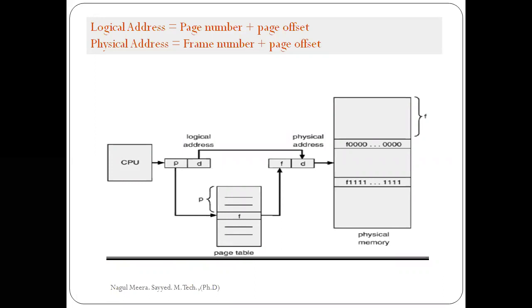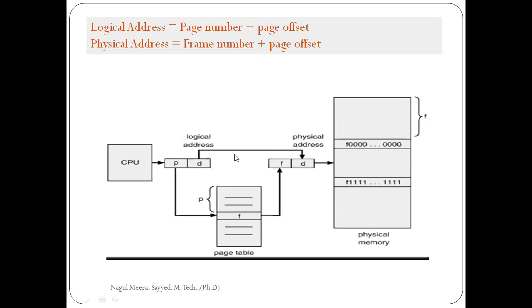How do these all work? Look at this diagram. For example, the CPU maintains one address, that is the logical address. Main memory, also called physical memory, maintains one address, this is the physical address. Here the logical address is divided into two things at the CPU: first page number, next page offset. At the memory, the physical address is divided into two things: first frame number as well as frame offset.